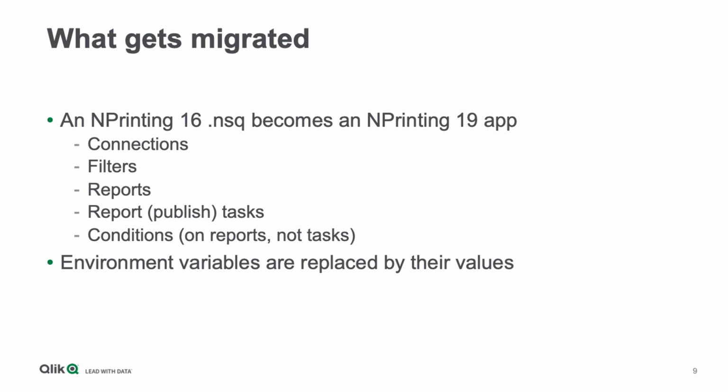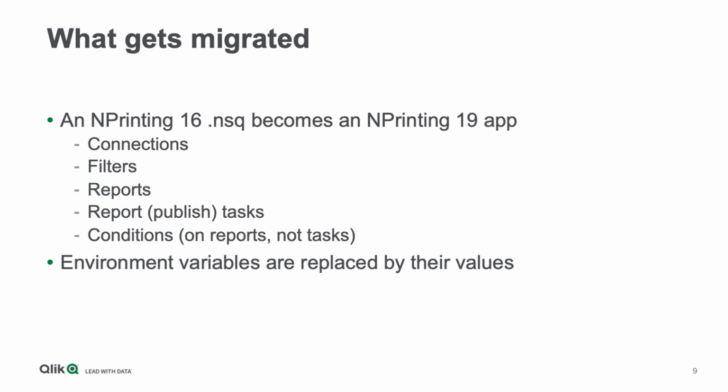So those would include things like connections, which we called sources previously, your source documents for report data, any filters that are associated to fields and field values from those connections, the reports and the template files, as well as what were known in NPrinting 16 as report tasks. These will now become published tasks in NPrinting 19. And lastly, any conditions that you have as they are applied to reports will be migrated into the latest version as well.